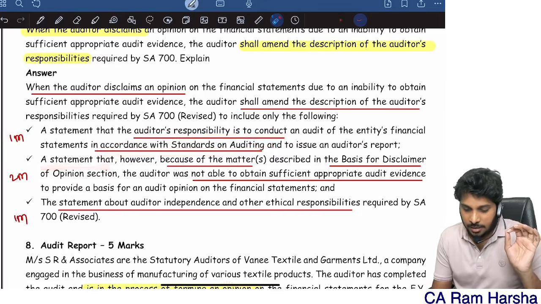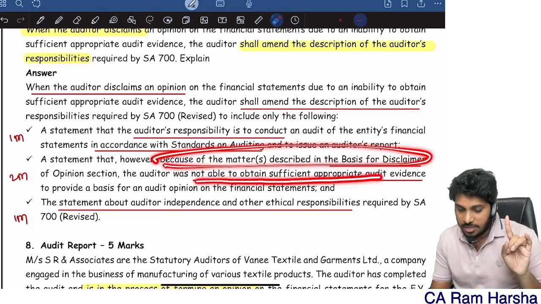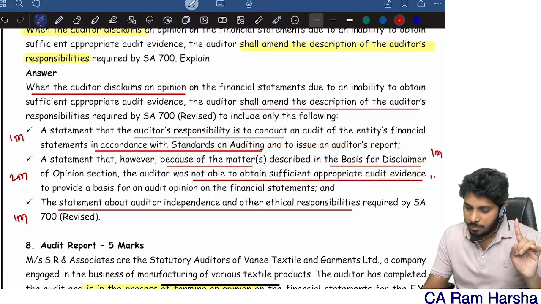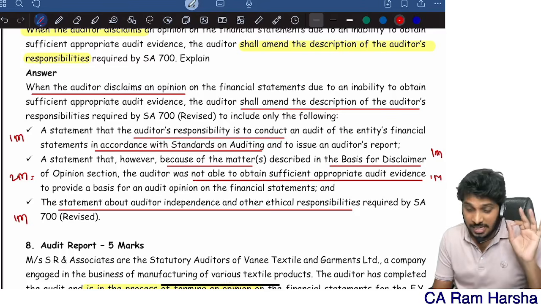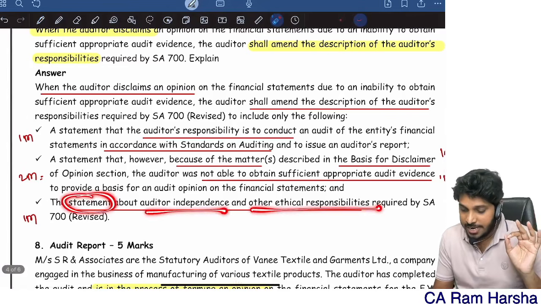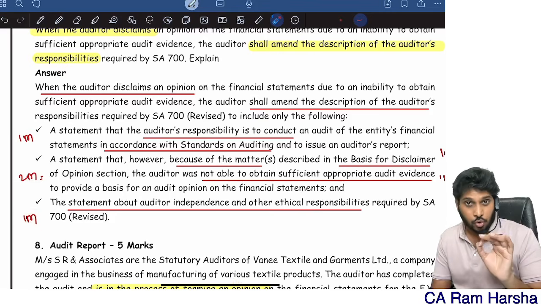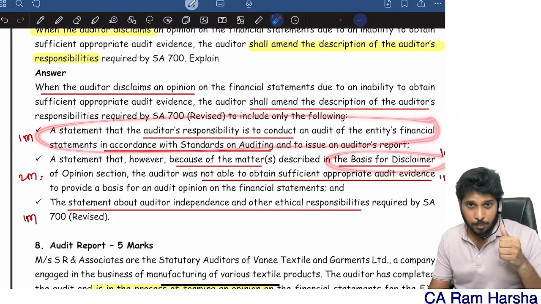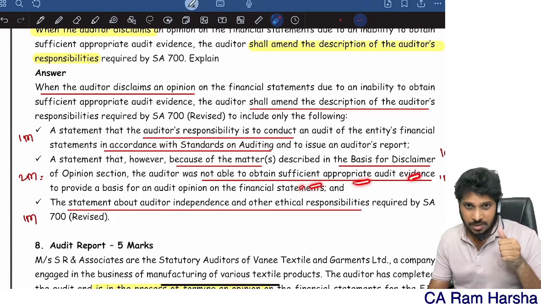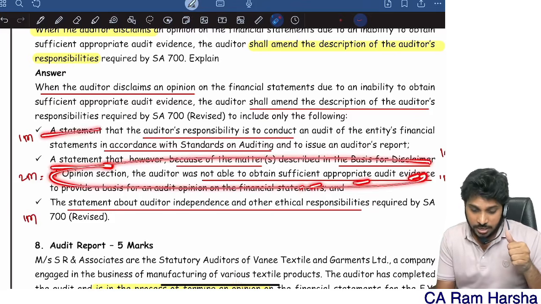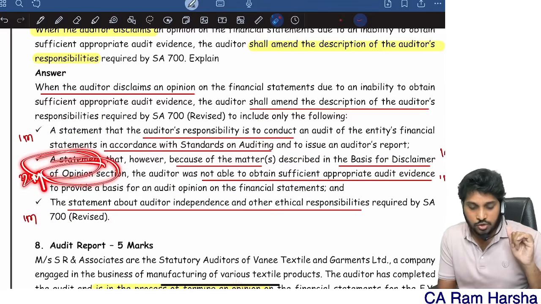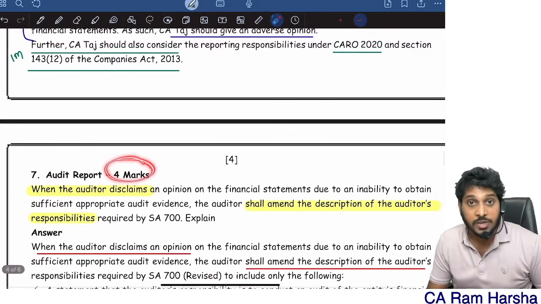And a statement that because of the matter in the basis for disclaimer of opinion, we are not able to obtain sufficient appropriate evidence. For this, 2 marks. Finally, auditor has to give a statement about independence and other ethical responsibilities, for that 1 mark. So in auditor responsibilities, you need to clearly say that you do the audit as per standards, and because of the basis for disclaimer, we are unable to obtain sufficient appropriate evidence. 3 statements you need to write. 2 statements will have 1 mark weightage. One of the statements will have 2 marks weightage. That's how the 4 marks were given.